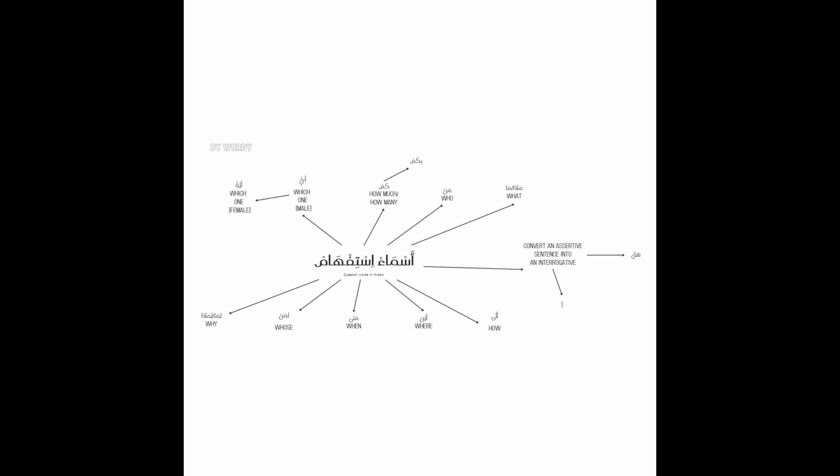Now we will look into the examples of question words that we have just learned. First, we will look into the words which convert an assertive sentence into an interrogative sentence. There were two words, a and hal. So the example is ahada qalam. Is this a pen? Hal anta ja'i'? Are you hungry? Next is ma hadihi.